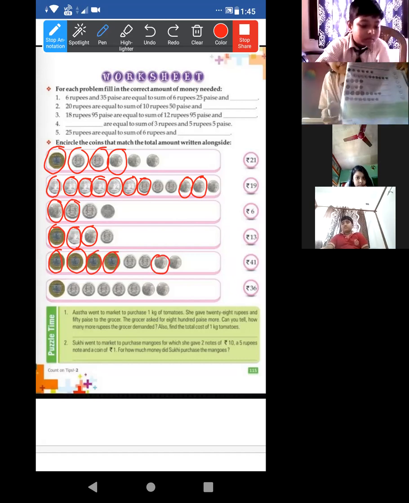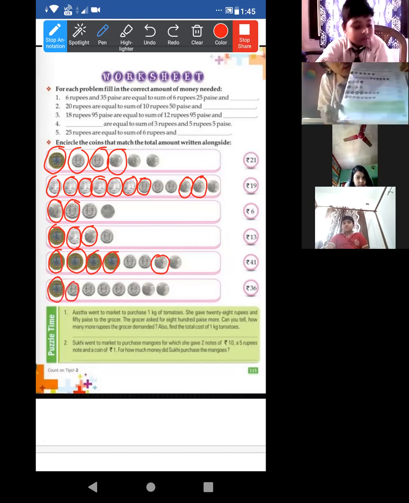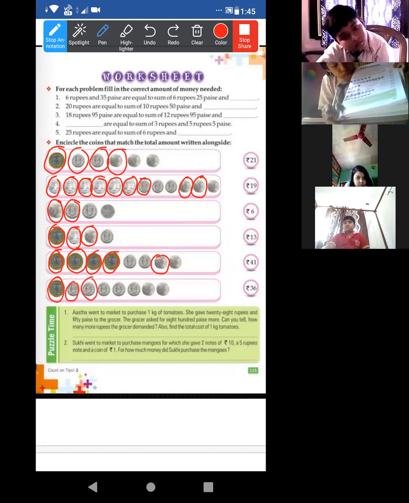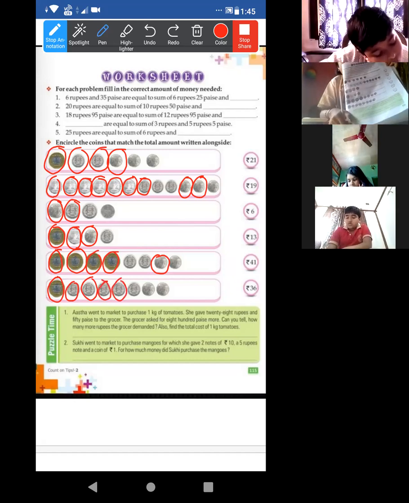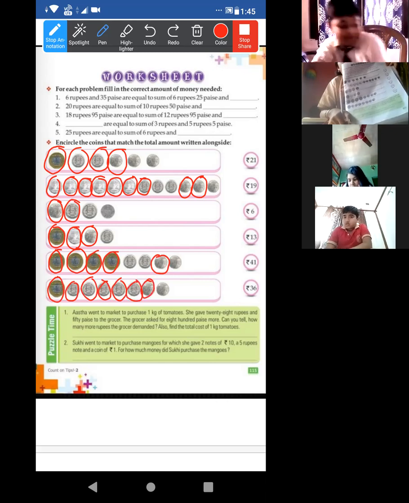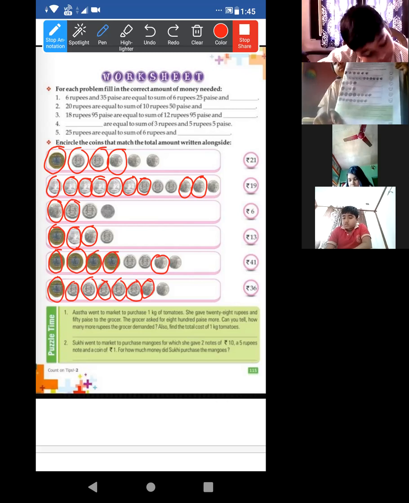36, next one. Look, this one 10. Acha, take 2 more 5 rupee coins. Then 10 plus 10, 20. Another 2 more 5 rupee coins. Then 35 and 1. Just encircle this one.